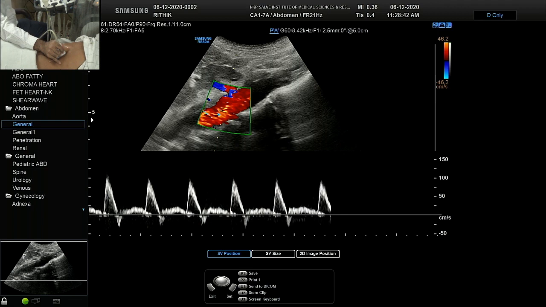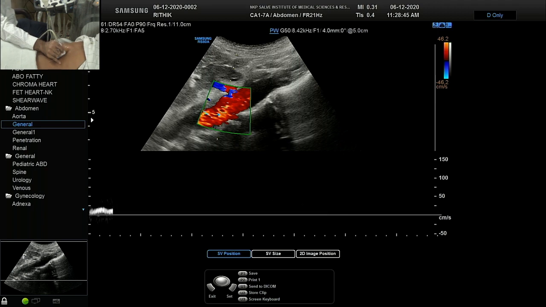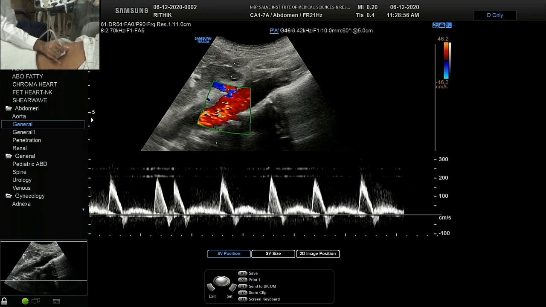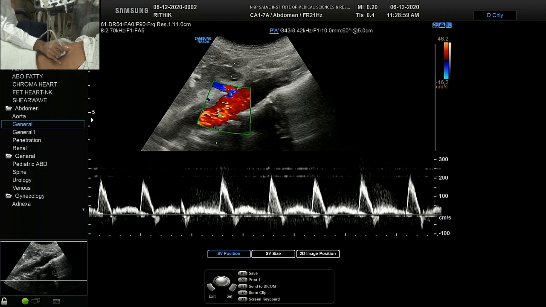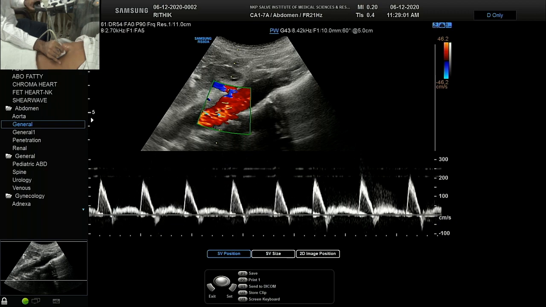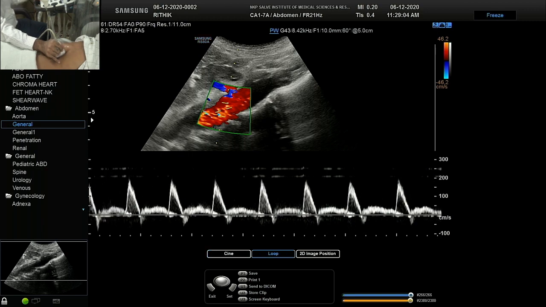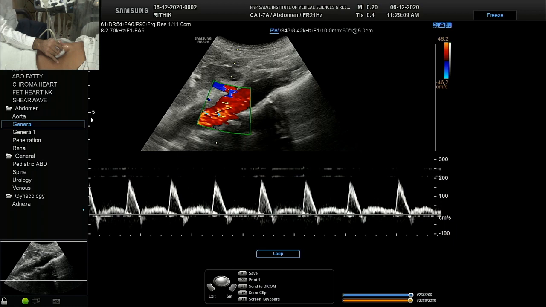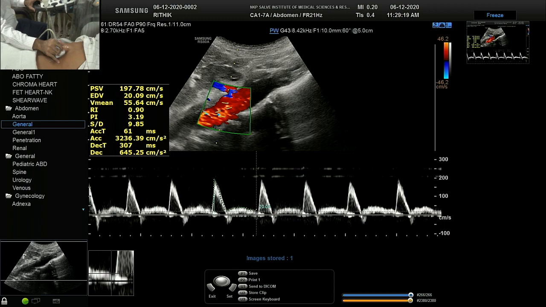What we have not done here is increasing the sample volume. So we should increase the sample volume before doing. Get angle correction. Reduce the Doppler gain a little bit and you get an excellent spectrum. You can do auto calculation, in case you don't want, you can do a manual one as well. Manually measure this, so you can get the peak systolic velocities.